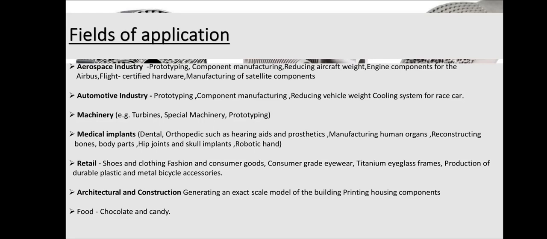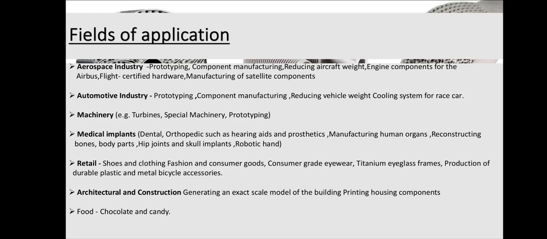In medical implants, it is also applicable. Skull implants, hip joints, body parts, and robotic hands can also be made by the additive manufacturing process. And in consumer goods, customized goods like shoes, watches, hats, and other types of goods can be produced by additive manufacturing.